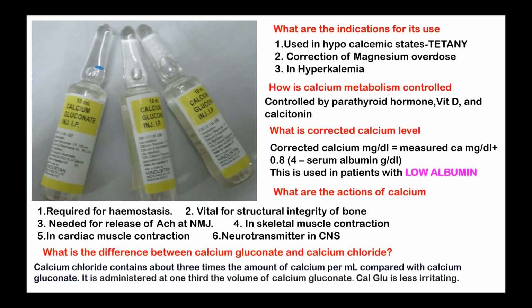Calcium chloride has got higher calcium content, 3 times more than calcium gluconate. So it is administered at 1/3 of the volume of calcium gluconate, but because of the high calcium content, it is more irritating. Whereas calcium gluconate is less irritant to the IV.